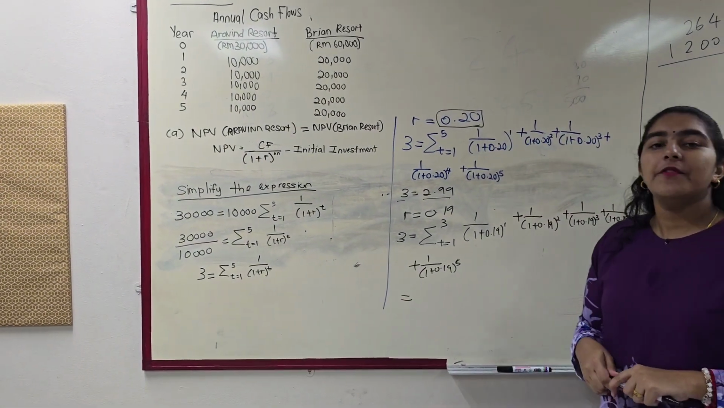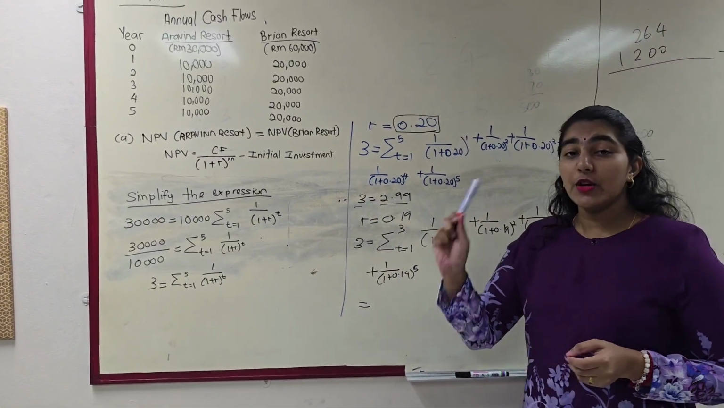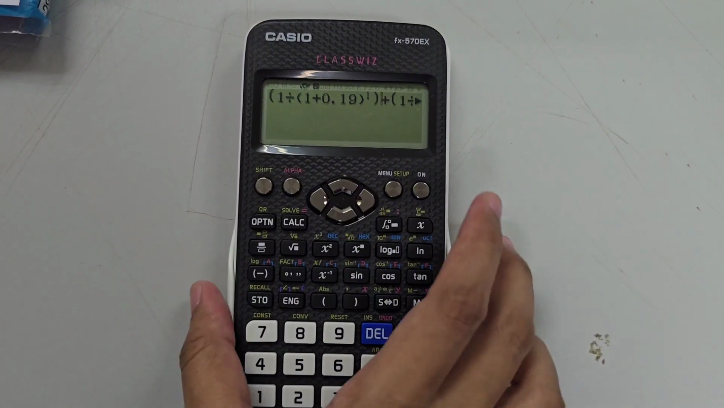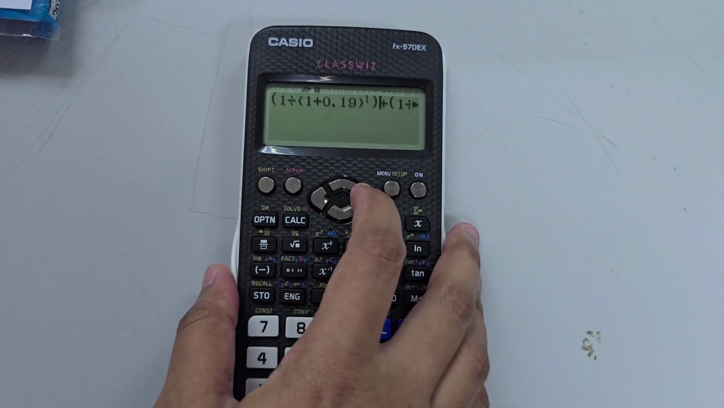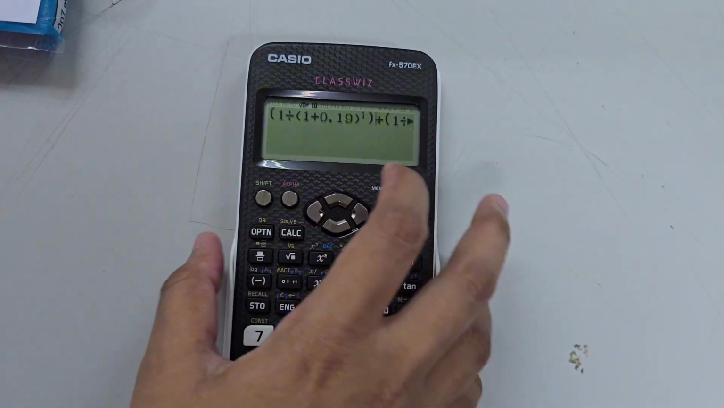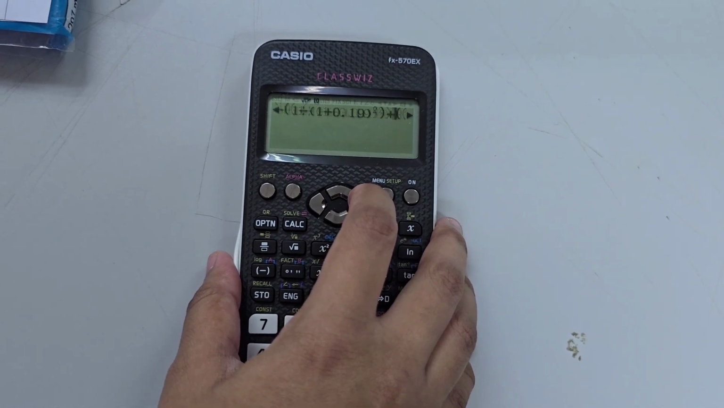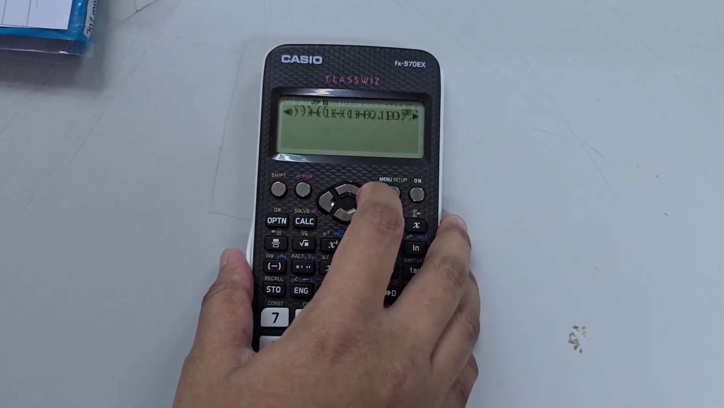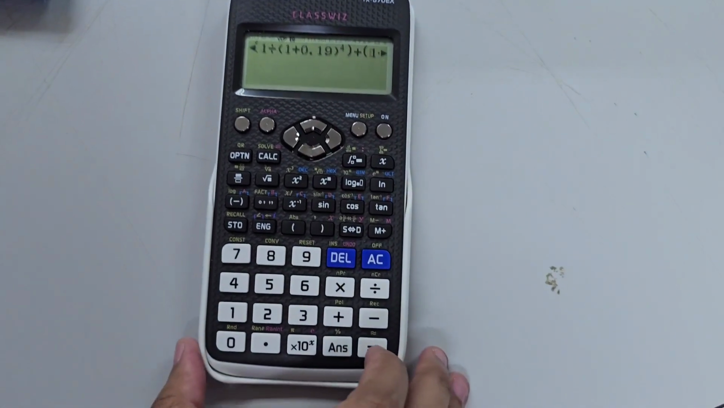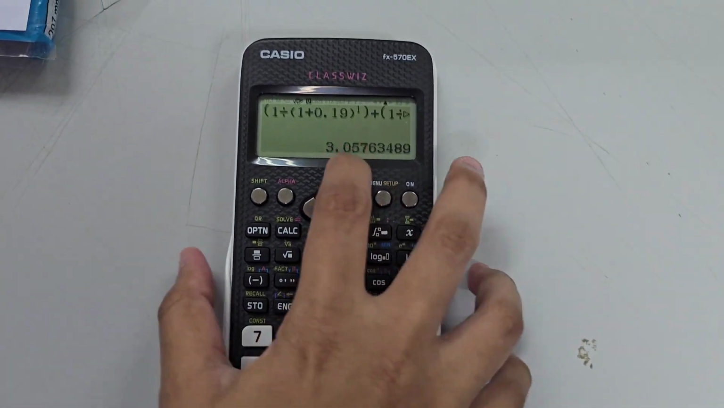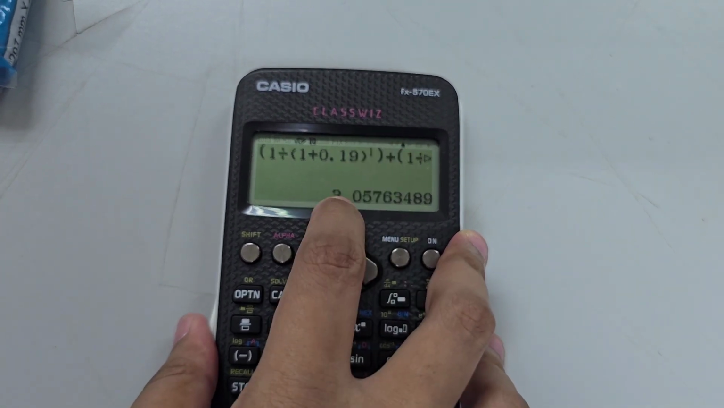So now we again calculate in the calculator whether we can get the present value equal to 3. Now you can see that I implement the equation for the rate assumed as 0.19. So we calculate until 5 years. Let's see whether the present value we get is equal to 3 or not. So everything is implemented. Now I'm going to check. So we can see that 3.05, which is near to 3.